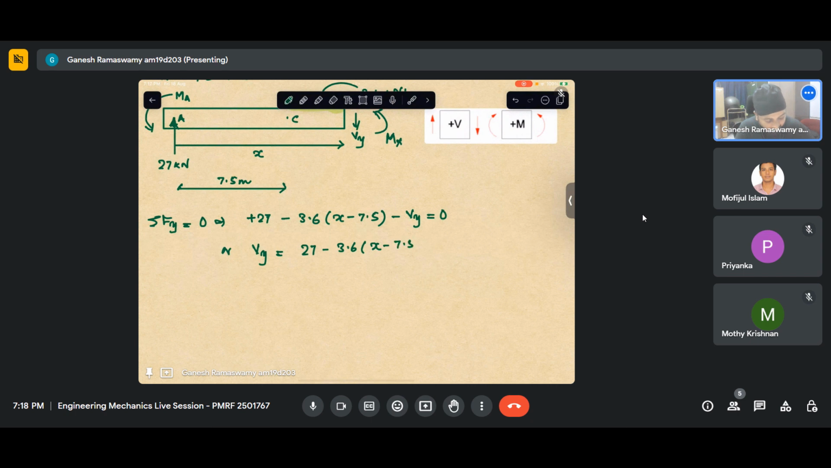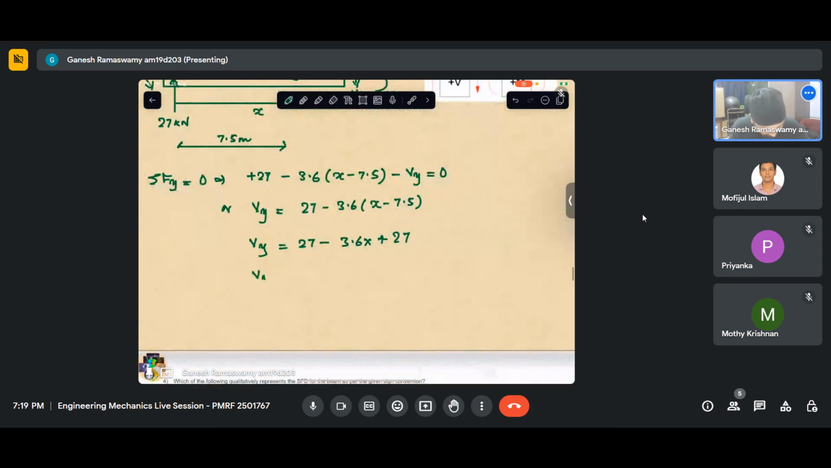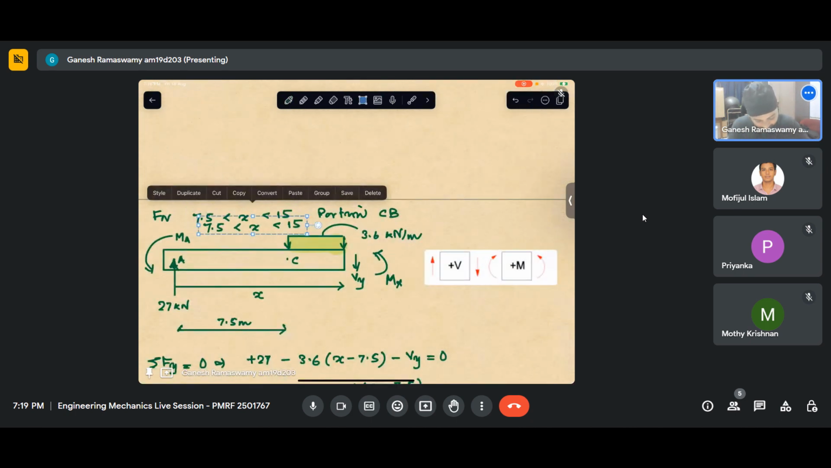Why don't we simplify this? Plus 27. So essentially, it will be 54 minus 3.6x. So now we can see that we have got a linear variation in x with a negative slope. And this is for this range.